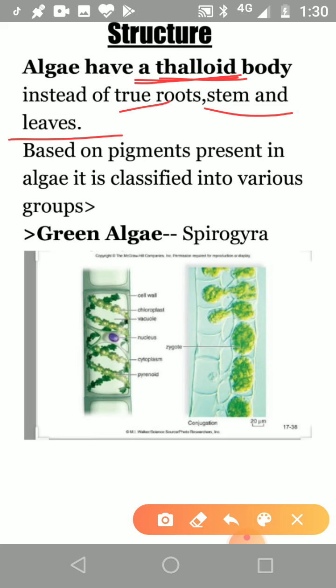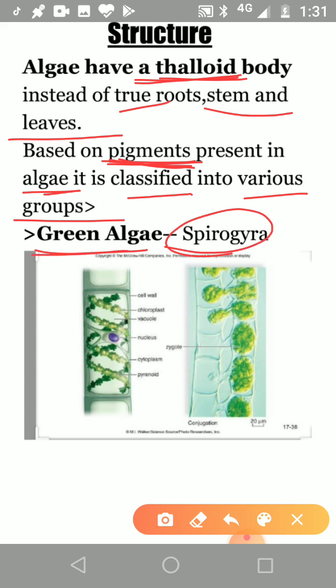So students, there is something specific about this algae, and what is that? These algae contain many kinds of pigment, like different kinds of chlorophyll. So based on the pigments present in algae, they are classified into various groups. Because of what kind of pigments are present in the algae, they are categorized in different groups.